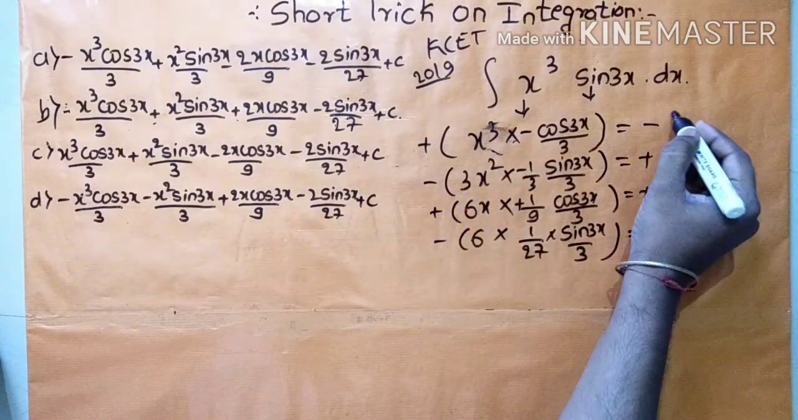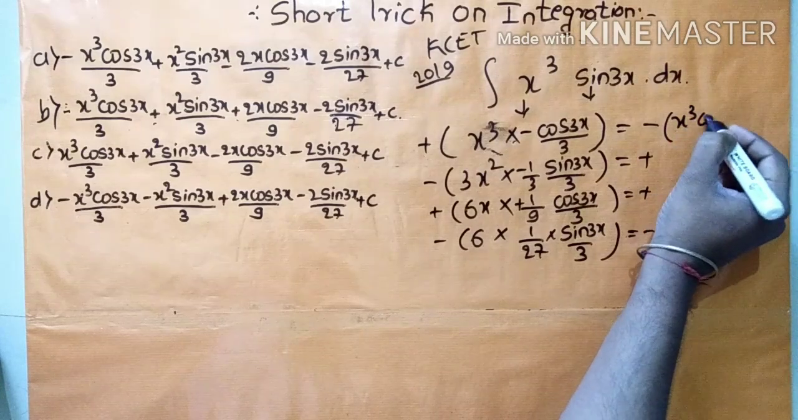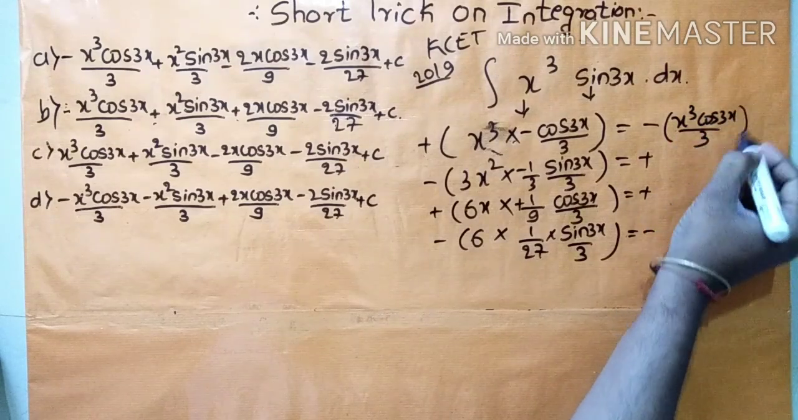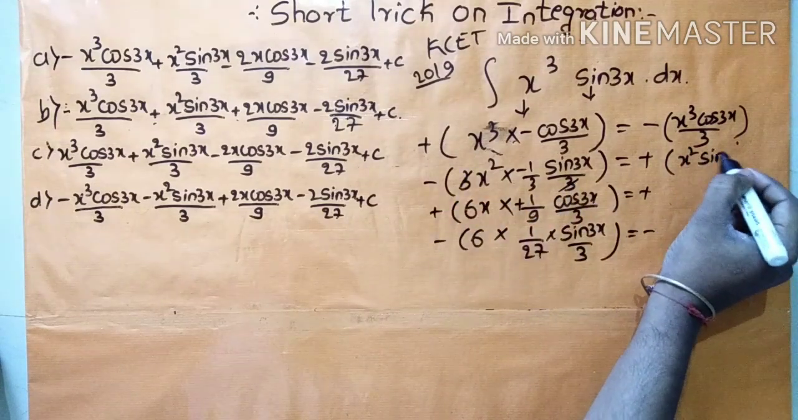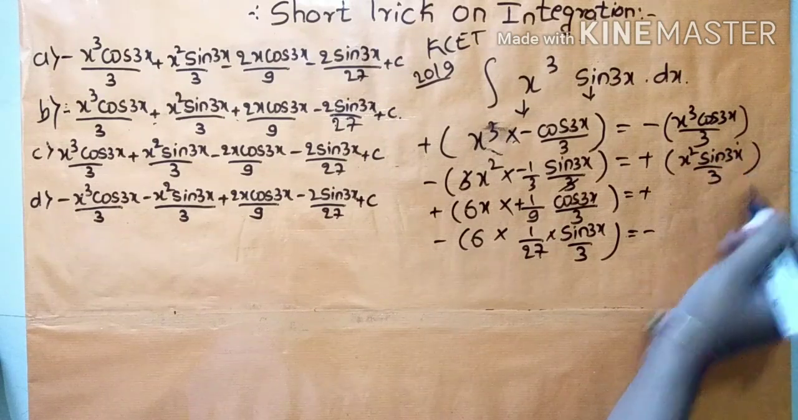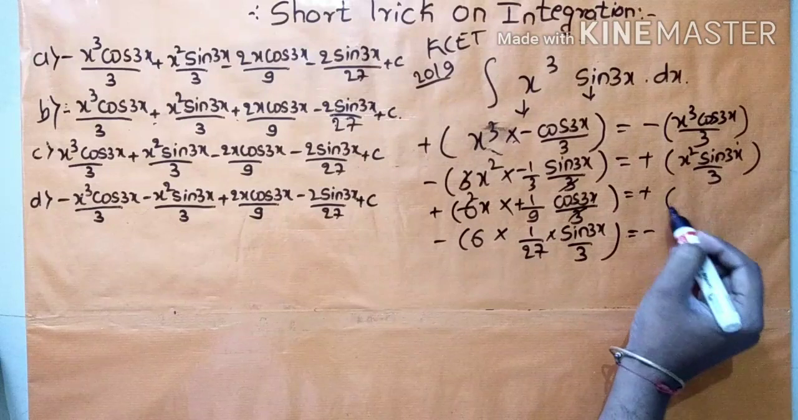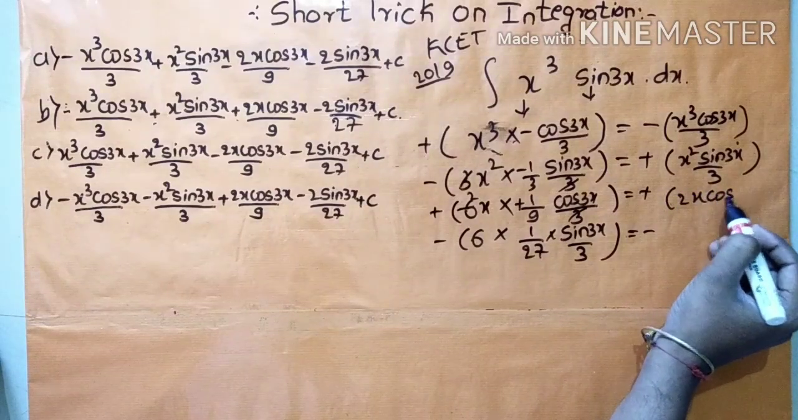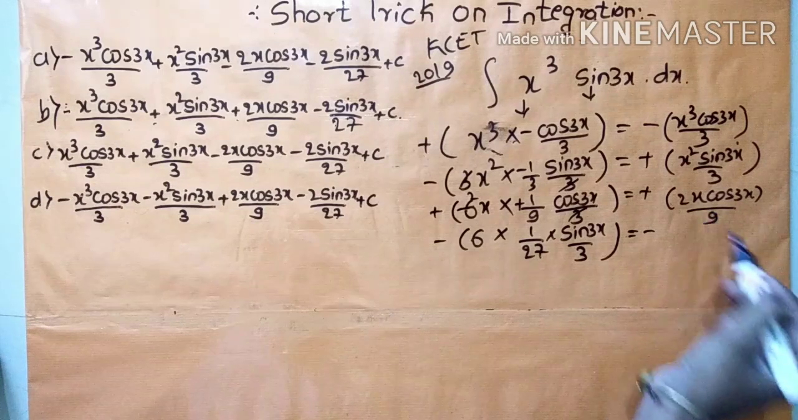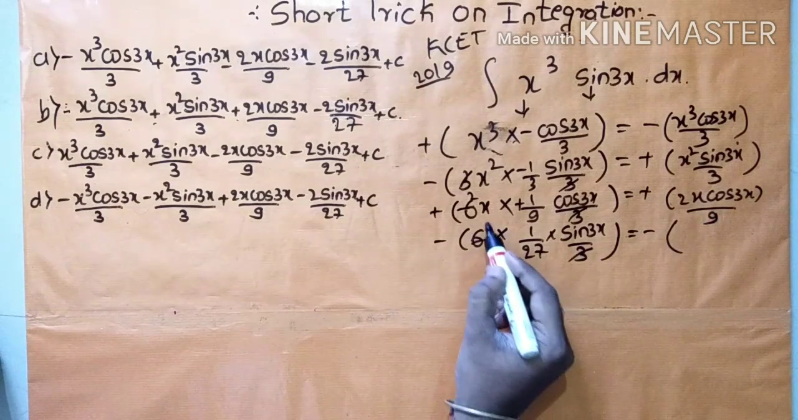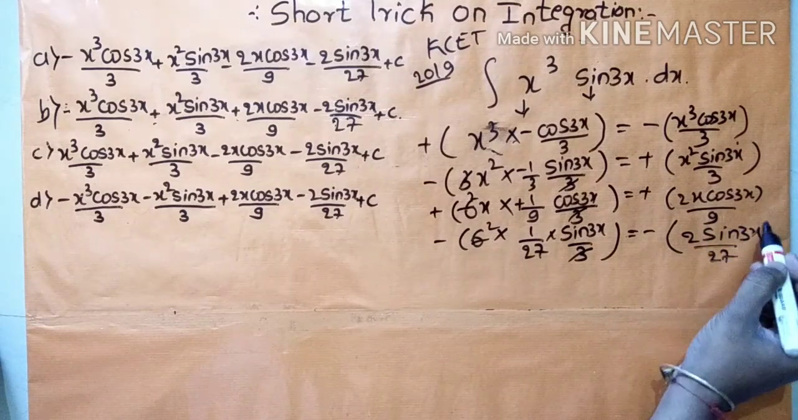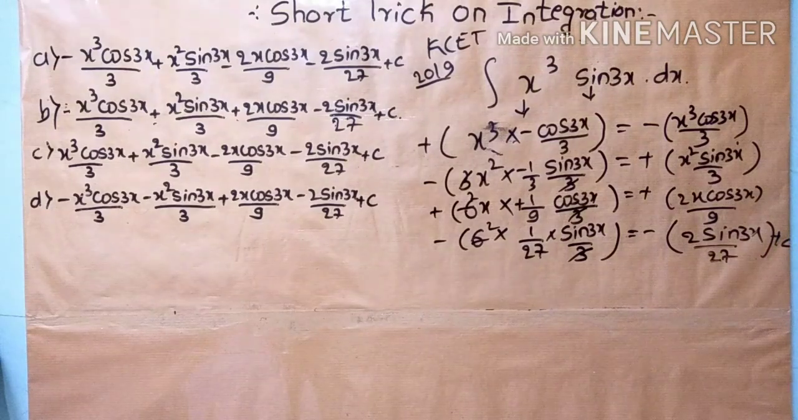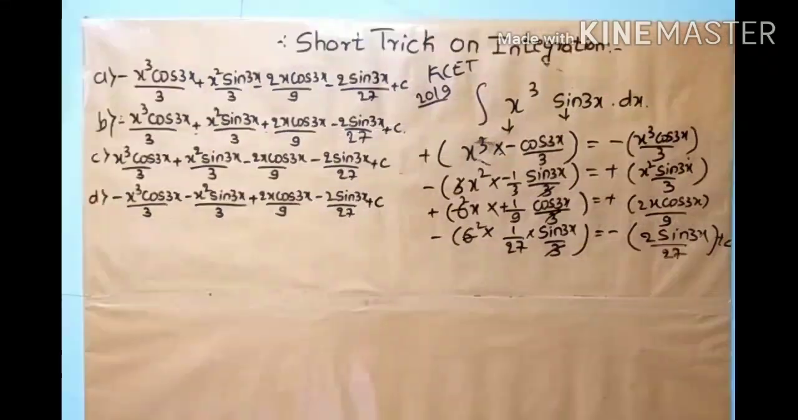See here, this one: x cube cos 3x divided by 3. Then here this 3 cancels, you will get x square sin 3x divided by 3. Then 3 ones are 3, 3 twos are 9, so you will get 2x into cos 3x divided by 9. So finally the last one, 3 nines are 27, you will get 2 sin 3x divided by 27. These are the terms, plus we have to write the constant. This is our required answer. So if you know this type of trick, you can solve the answer easily within 1 minute.